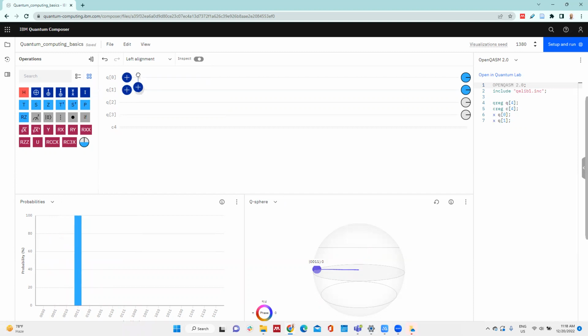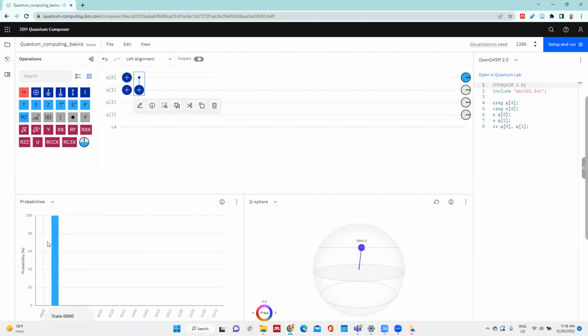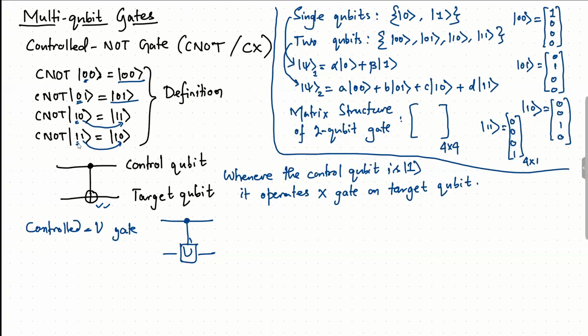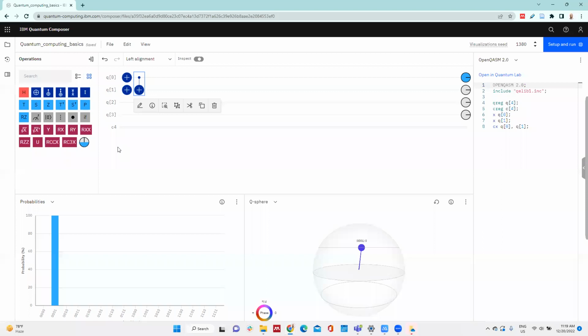Now I apply the control NOT gate here. Yeah, you'll see that the state indeed became 1, 0, right? This is 1, 0 state. So this is what we expected, right? 1, 1 becoming 1, 0. So this was control NOT gate acting on the 4 basis states 0, 0, 0, 1, 1, 0, and 1, 1. All right.